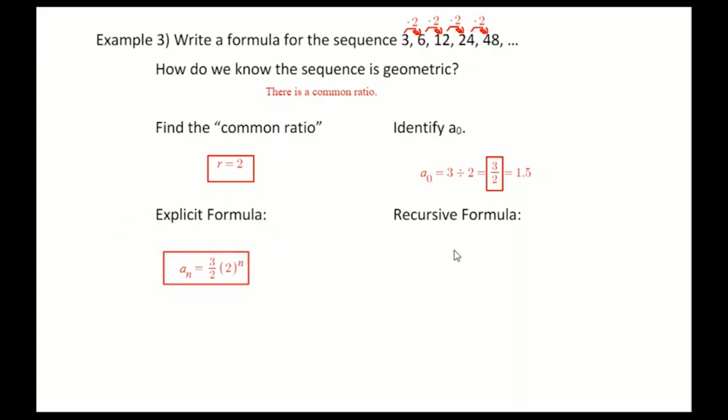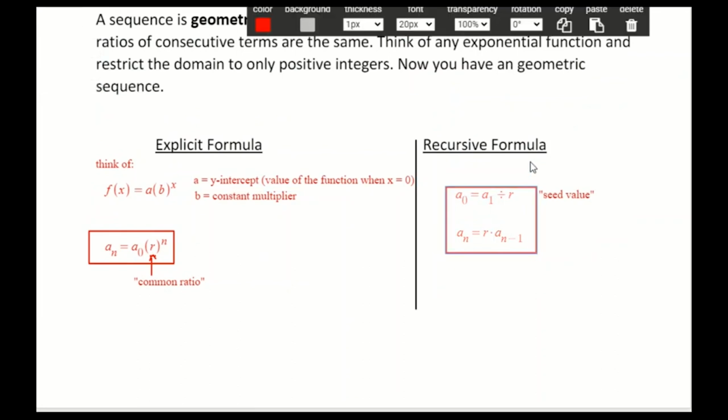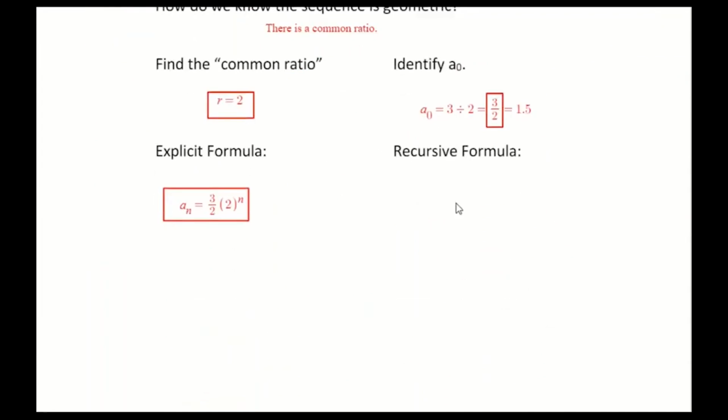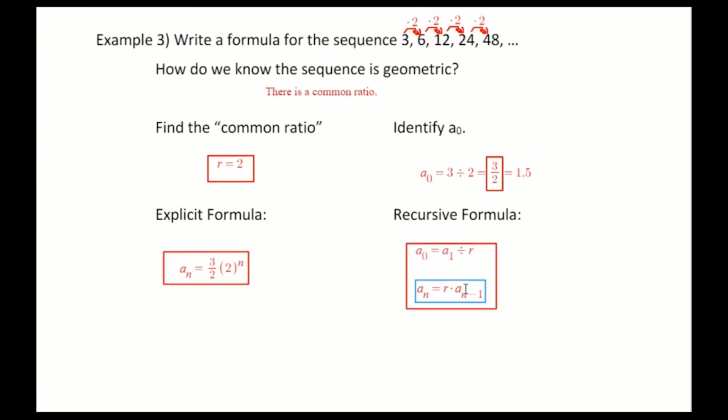The recursive formula will be written very similarly. We've got our format up here. I'm just going to copy and paste it, because we have to have that seed value in order to kickstart the actual recursive sequence. So we've got our a sub 1, which is 3. Oh wait, we already calculated a sub 0. We don't need to do that again, right? It's 3 halves.